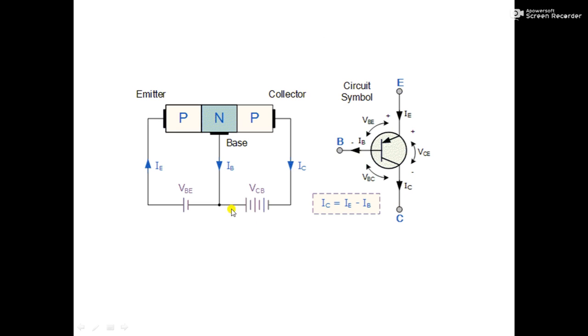And similarly, we can explain the flow of current through a PNP transistor. It is also here that IE is equal to IB plus IC. This is an NPN transistor because the arrowhead is from base to emitter. In the active region, the emitter base junction is forward biased, as we have seen in the earlier slides. The emitter base junction is forward biased.